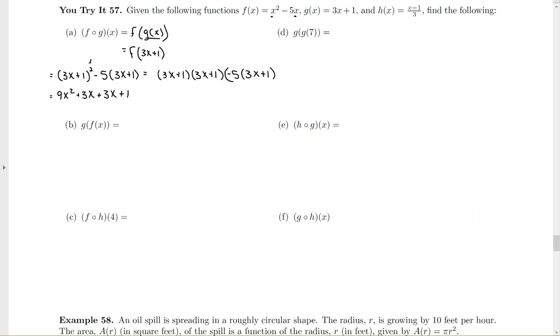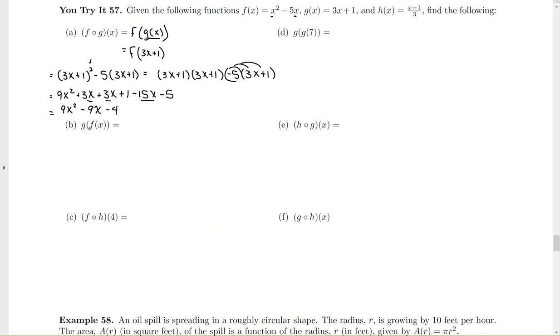Now distribute the negative 5 through the next parenthesis. So negative 5 times 3x and negative 5 times 1. From here, we're going to combine like terms. So I'm looking at the squared term. That's the only one here. Plus 3x minus 15x. So that's 6 minus 15, or negative 9x. And then we have a plus 1 and a minus 5, which gives me a negative 4. So we've gotten rid of parentheses. We've combined like terms. That's what we mean when we want it simplified.